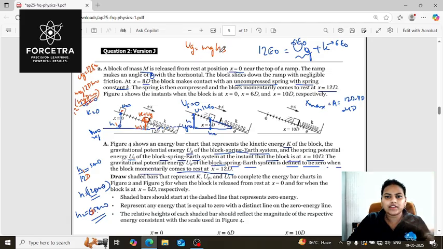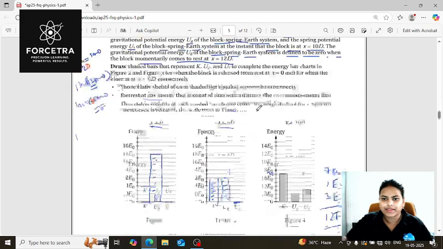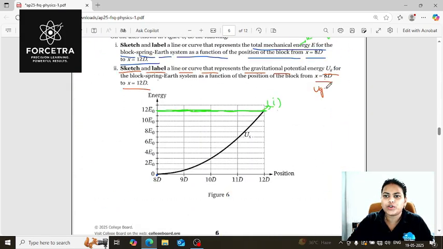So now I can substitute the h3 value. It would be mg times this hypotenuse, which is 4d sine theta. So again, replacing mgd sine theta as E naught, it would become 4 E naught. So gravitational potential energy at x equals 8d is equal to 4 E naught. UG at x equals 8d is equal to 4 E naught. So this is the point.